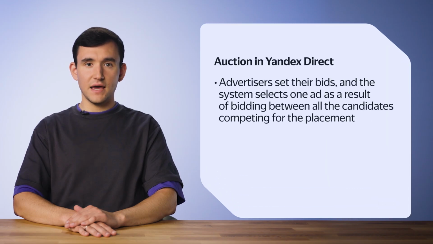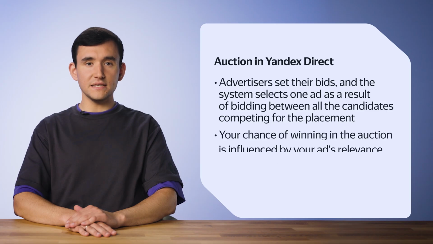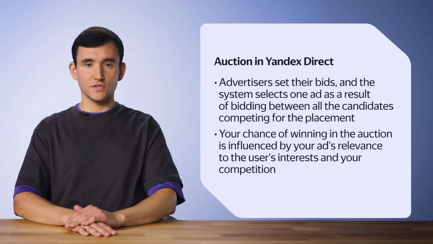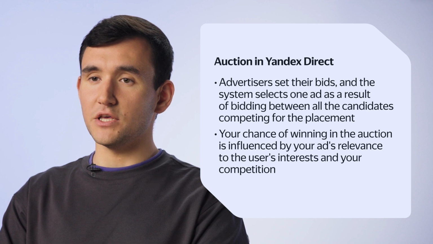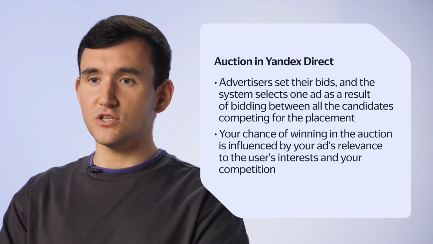Here's how it works. Advertisers set their bids, and the system selects one ad as a result of bidding between all the candidates competing for the placement. The auction is fully automated. It's held individually for each user at a given point in time. Your bid isn't the only parameter in the auction process. Your chance of winning in the auction is also influenced by your ad's relevance to the user's interests and by your competition.